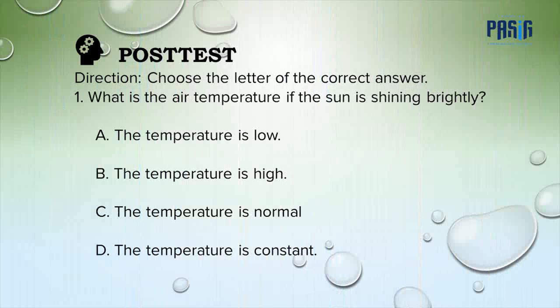Number 1. What is the air temperature if the sun is shining brightly? A. The temperature is low. B. The temperature is high. C. The temperature is normal. D. The temperature is constant. And the answer is letter B.